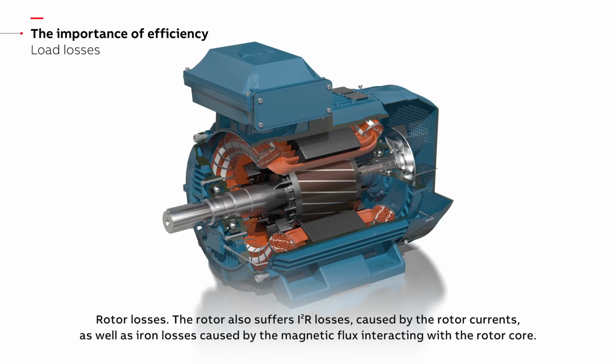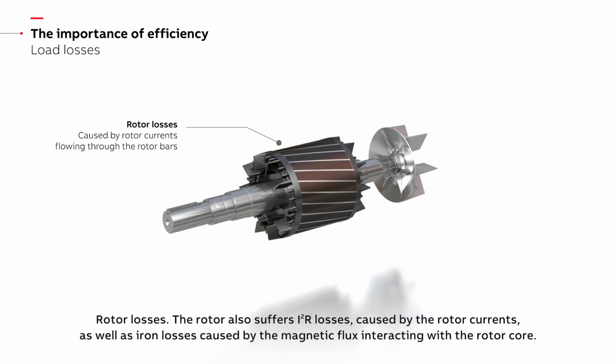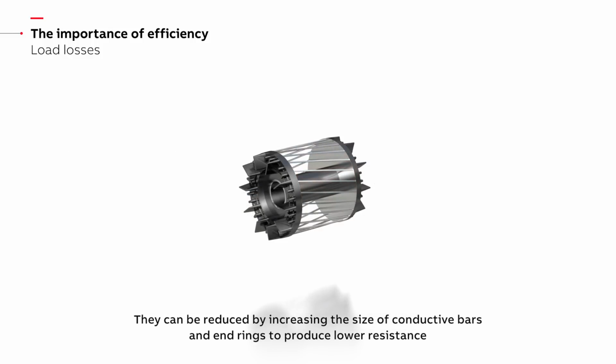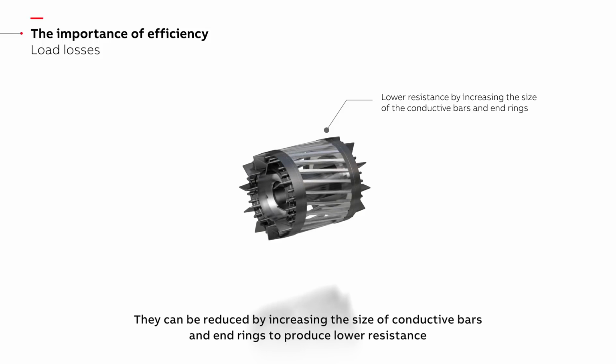Rotor losses. The rotor also suffers I²R losses caused by the rotor currents, as well as iron losses caused by the magnetic flux interacting with the rotor core. They can be reduced by increasing the size of conductive bars and end rings to produce lower resistance.